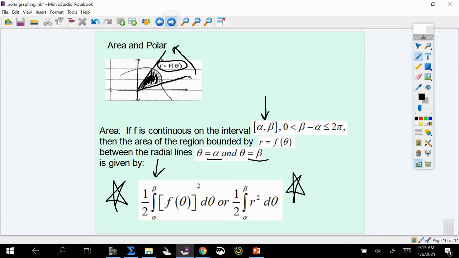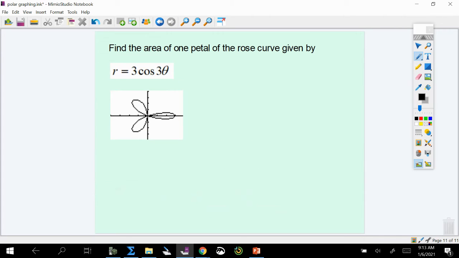So I just want to do one example on this video before we get back together in class. One of the most common areas that they're going to ask you to find are areas of petals of rose curves. They're actually my favorite area to find as well.